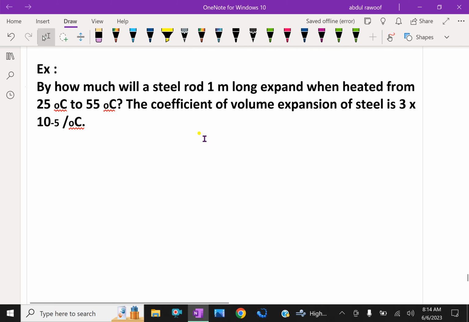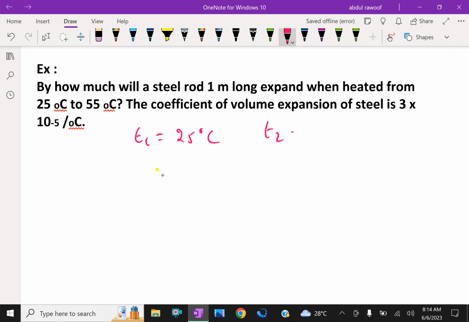Next question. By how much will a steel rod 1 meter long expand when heated from 25 degrees Celsius to 55 degrees Celsius? The coefficient of volume expansion of steel is 300 into 10 raised to minus 5 per degree Celsius. Here, initial temperature T1 is 25 degrees Celsius. T2 is 55 degrees Celsius.